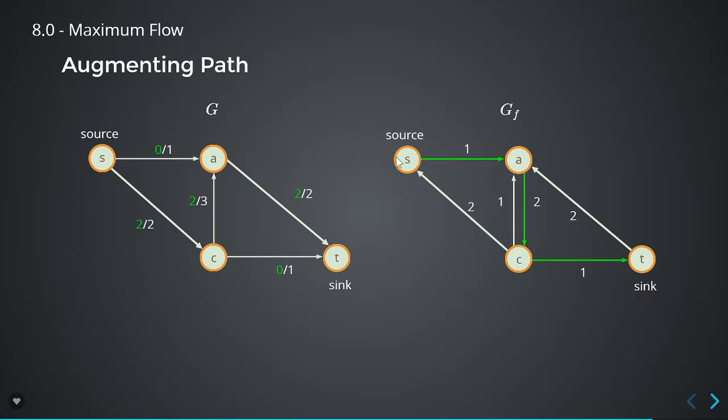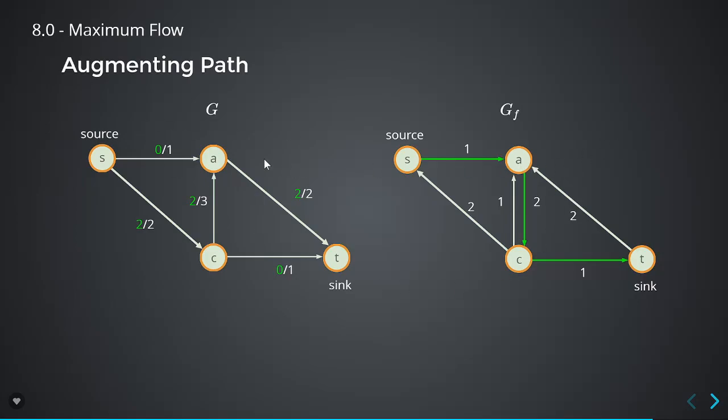It goes from S, A, C, T. What is the value of this flow? 1, because that's the minimum in each one of these edges. Like you got 1 here, you got 2 here, you got 1. So the minimum value is 1. That's the value of the flow in G_f. And we're going to use that to augment the flow in G. How do we do that?